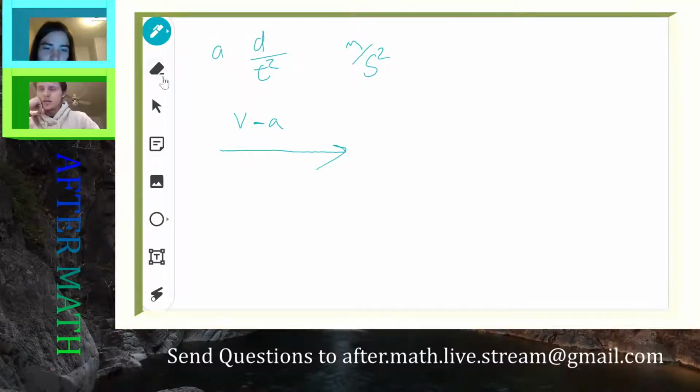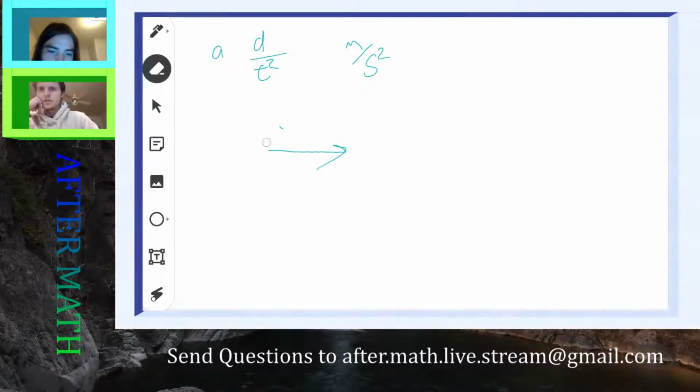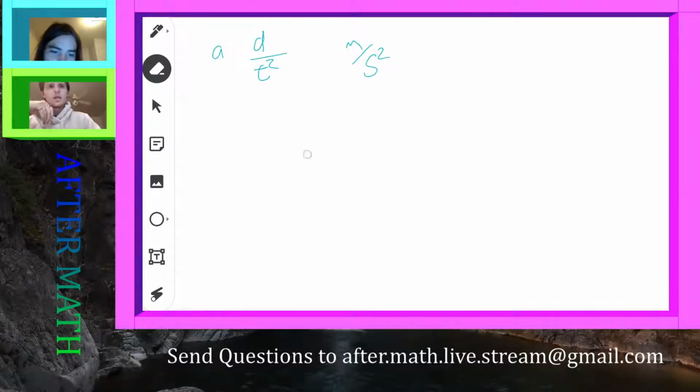Well, if we draw these three things out on a graph together, I'm going to draw a pretty graph here. Ooh, let's get some graph paper.